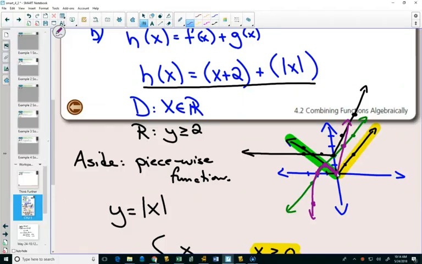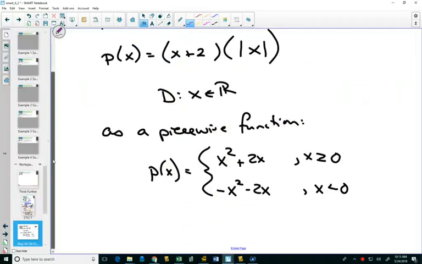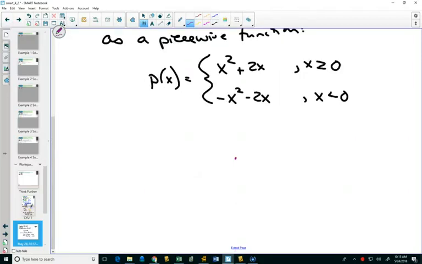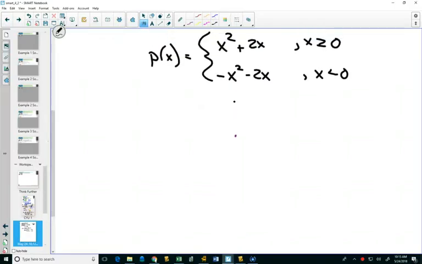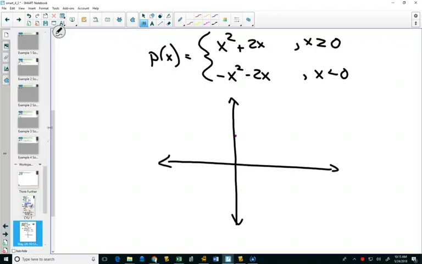And you'll see why it's a little bit different because I'm now going to graph it as a piecewise function. Okay? If you're graphing something as a piecewise function, just get that so we can see it. I'm going to color code things here. I'm going to graph this in green, this in blue. How do you graph x squared plus 2x?